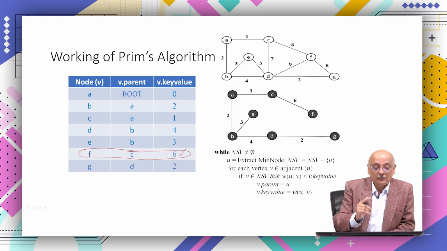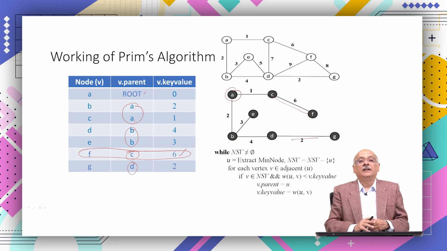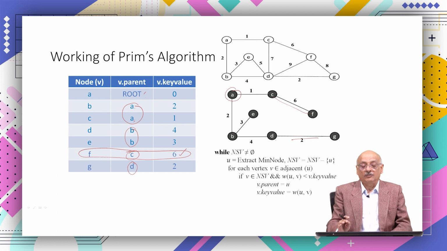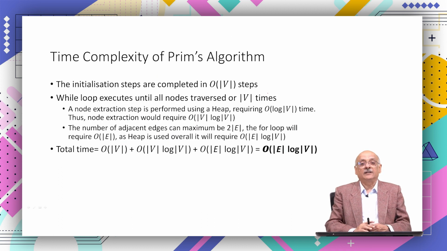Now, how does my tree look? What is my root? A. From the root, what are the next edges? There are two edges from A, B and C, which is basically pointed to by my parent. Then B has two edges. Then C has just one edge. C is a parent of F only, and D is a parent of one node. So this becomes my minimum cost spanning tree, which comes out of this particular situation.